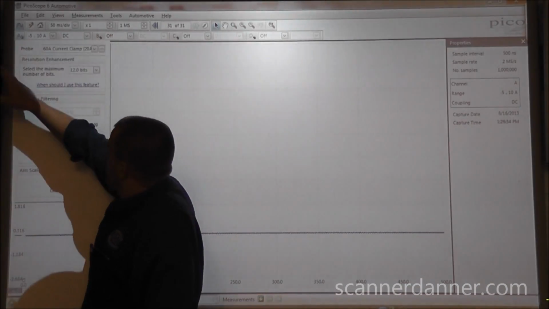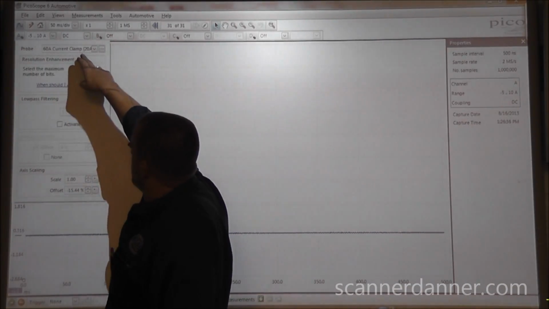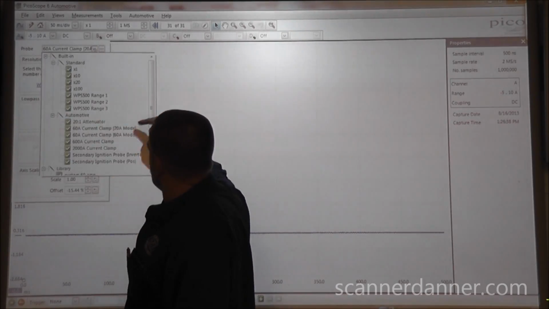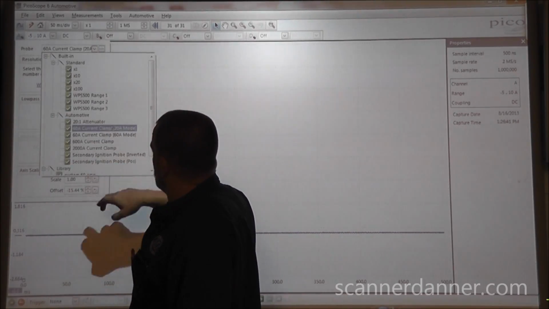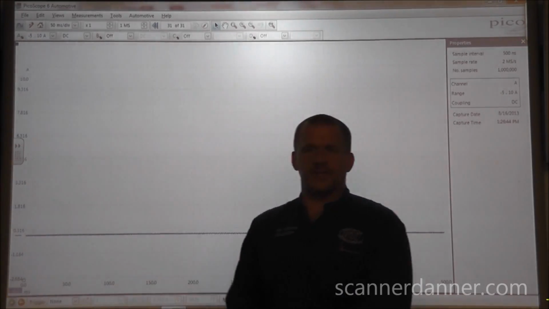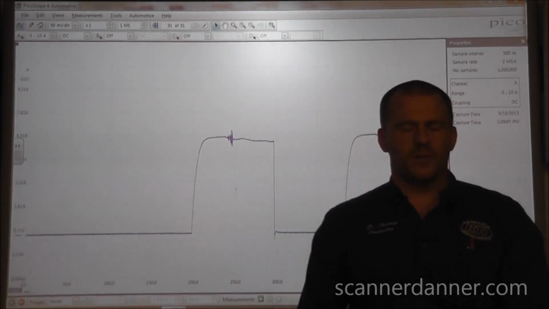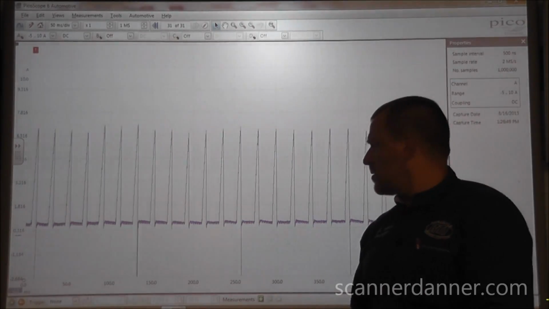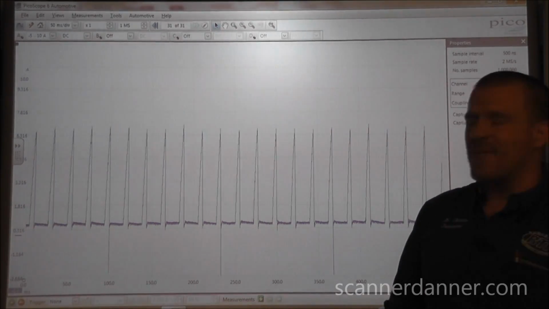And so I've already done that. I've told my scope I'm using the 60 amp current clamp in the 20 amp mode. That is my probe that I'm using. My scales are set up. Go ahead and start that. This is ignition. This is ignition coil primary.